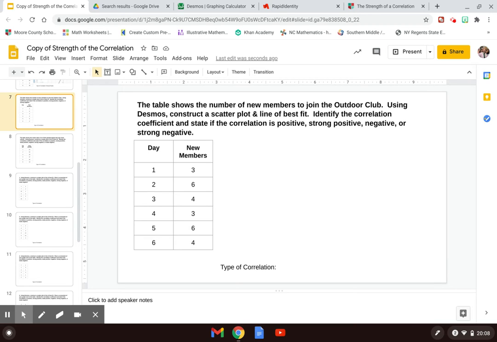It says the table shows the number of new members to join the outdoor club. And we're going to do the same thing. Use Desmos to construct a scatter plot and line of best fit. Identify the correlation coefficient and state if it's positive, negative, or strong negative.